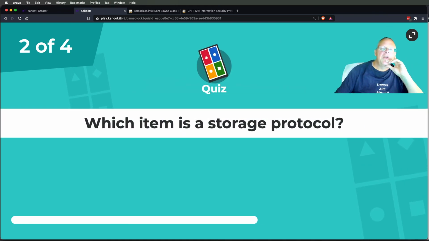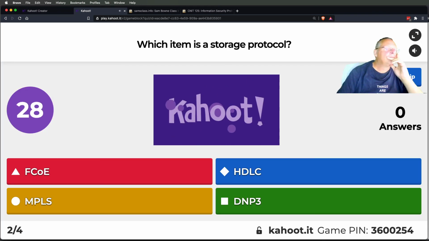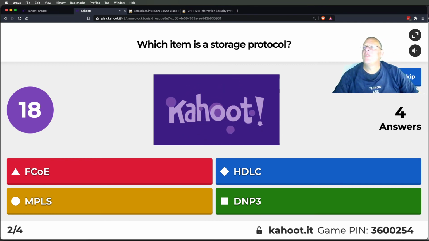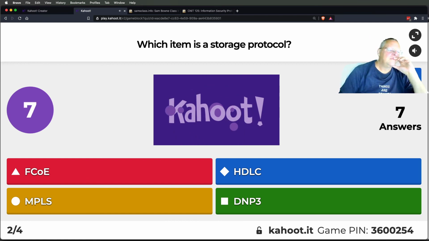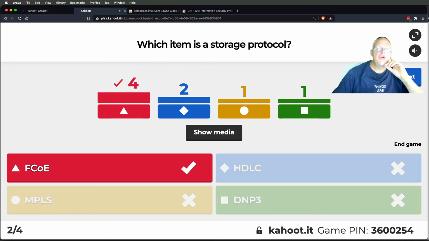All right, how about a storage protocol? Yeah, I agree, Dice. I find this stuff a little puzzling because I haven't really worked with it. So it's sort of meaningless terms to me, but after a while you get to memorize them pretty well. Yep, Fibre Channel over Ethernet.